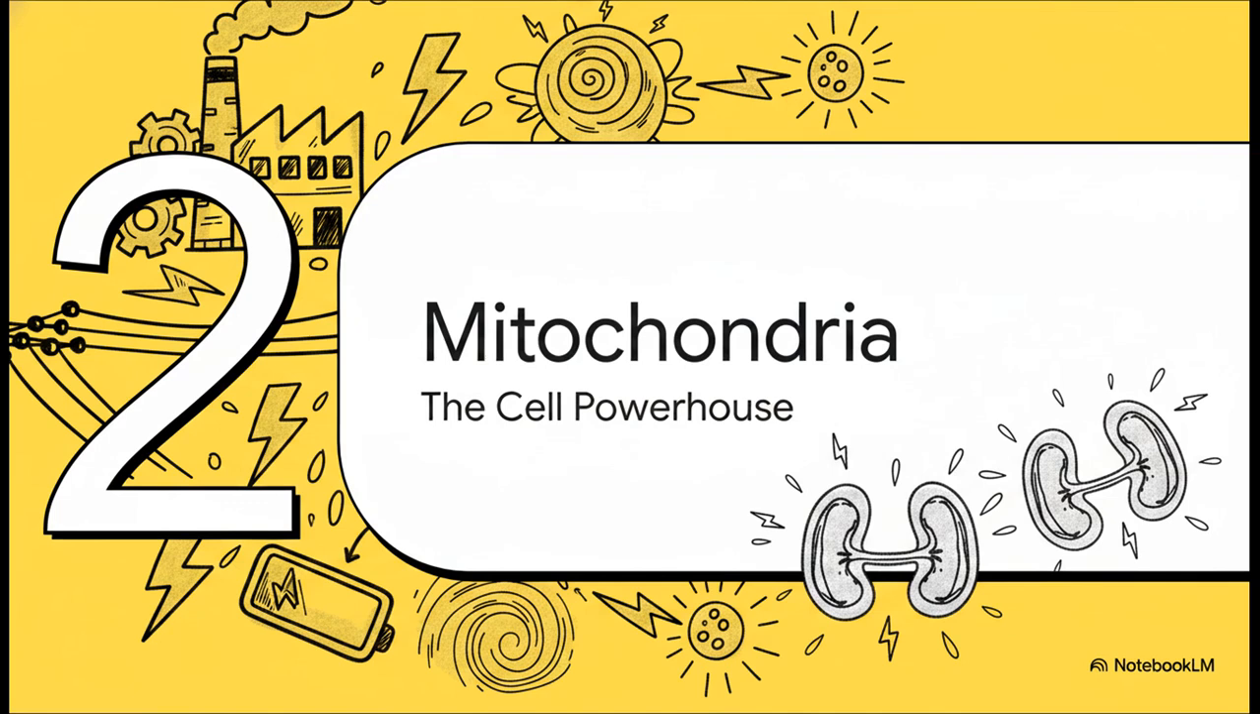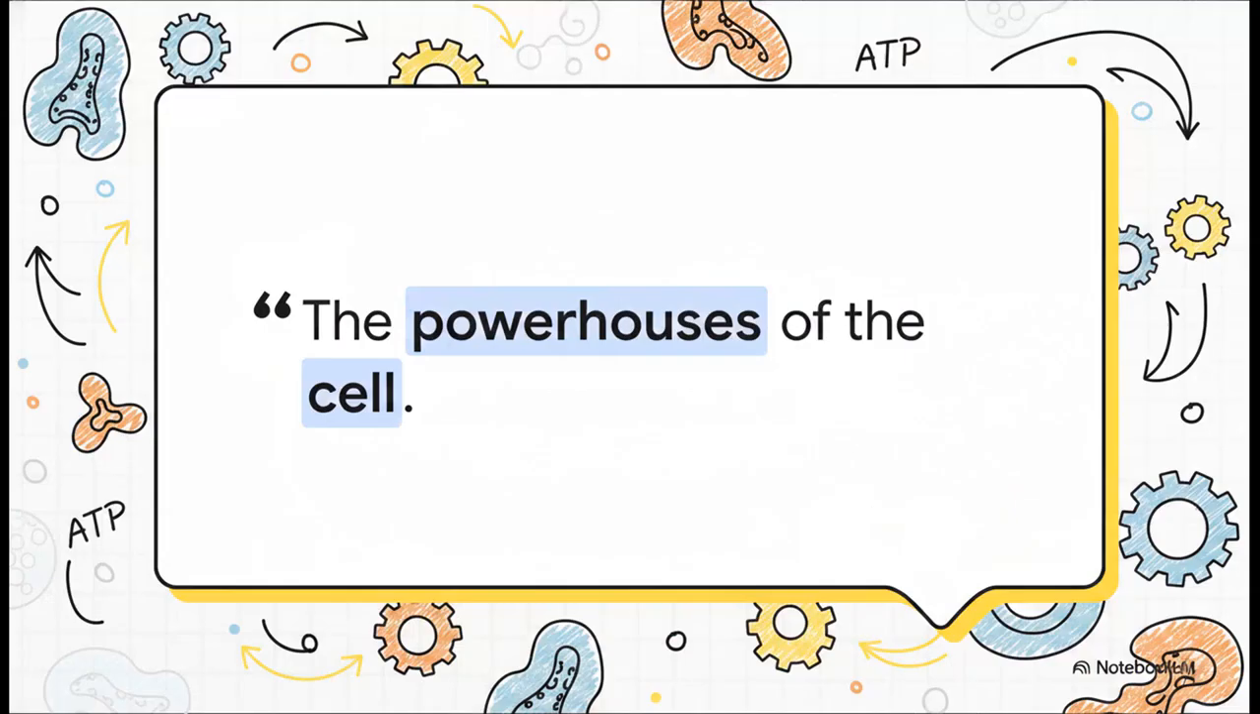Section 2. Mitochondria. The cell powerhouse. Now, a factory absolutely cannot run without electricity, right? And a cell cannot run without energy. You have probably heard this phrase echoed in science classrooms all over the world, the powerhouses of the cell. It's practically a scientific catchphrase at this point, but it is entirely accurate. We are, of course, talking about mitochondria. They are the true, literal engines driving every single thing you do.